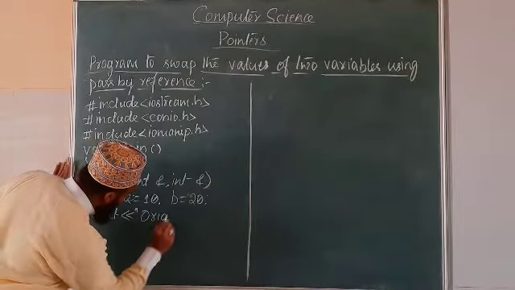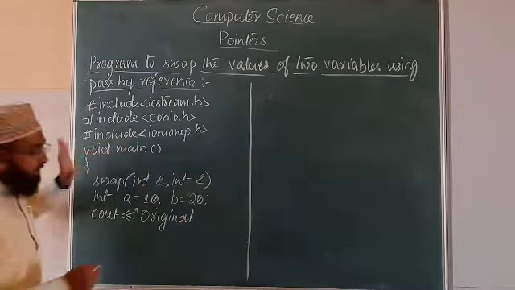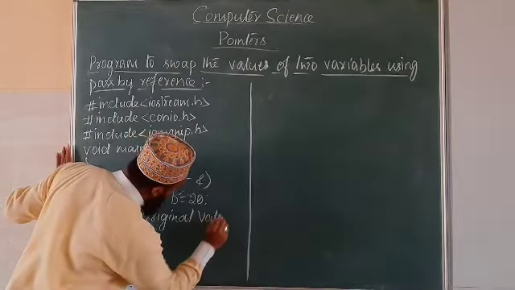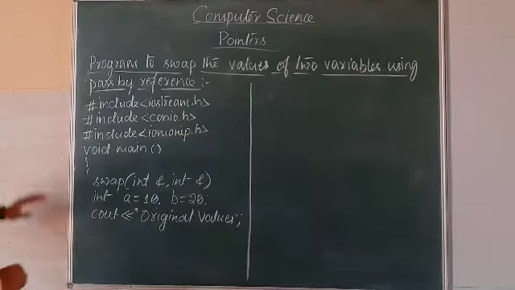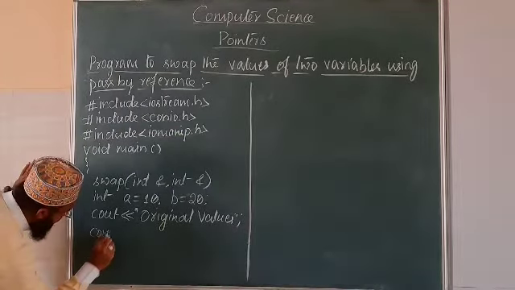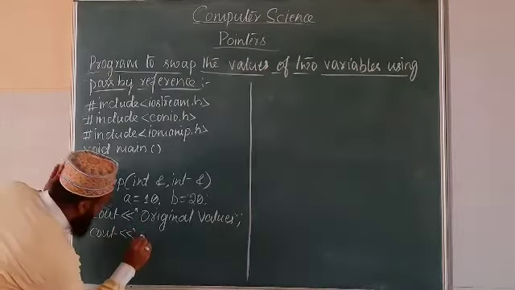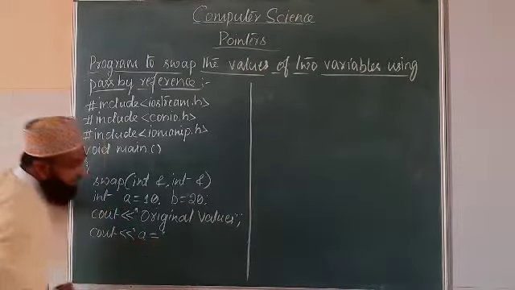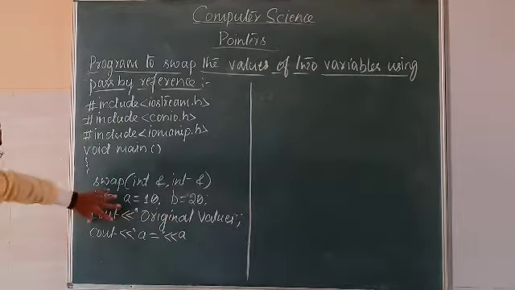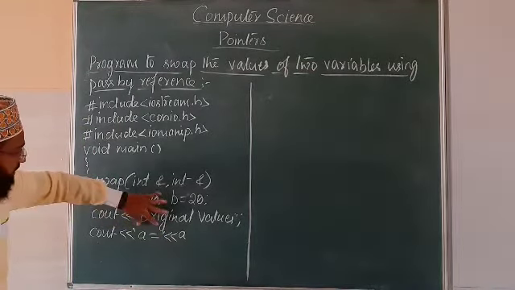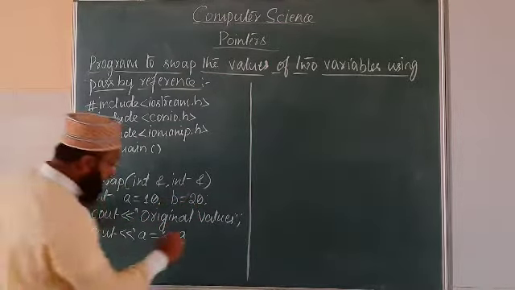Original values. The values which we have given, original values. After that, take one more statement. What are original values? That first one is A. Then give input as A. For printing, cout A. This is for output and this is for input.